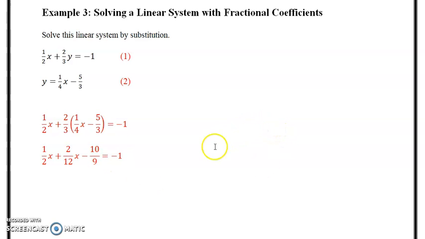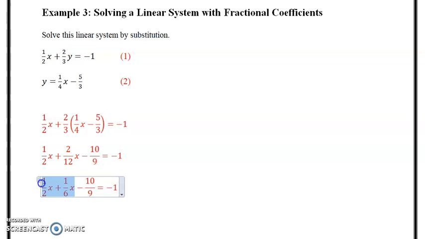If you notice, this will actually simplify. The 2 over 12 will simplify to 1/6. Then you're looking for the least common multiple between 2, 6, and 9. Basically, you're looking for a common denominator, which is the least common multiple. So it'll be 18, right? 9 times 2 is 18, and 6 times 3 is 18. So we want to multiply all the terms by 18.